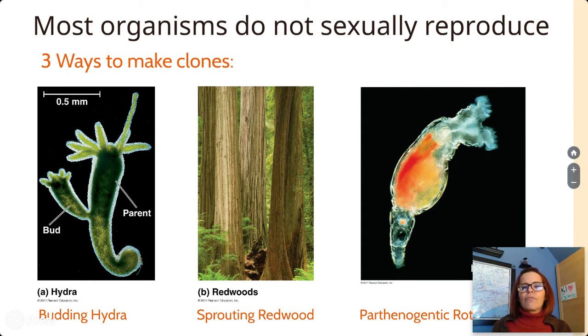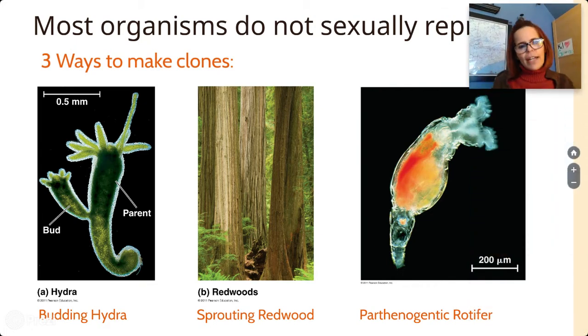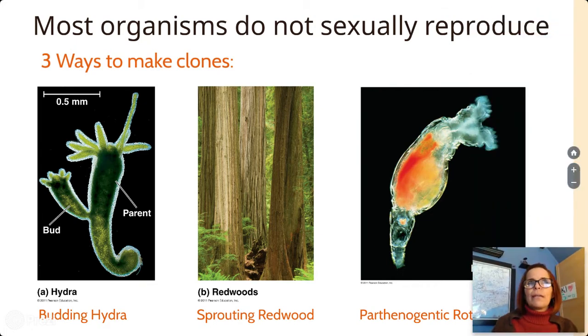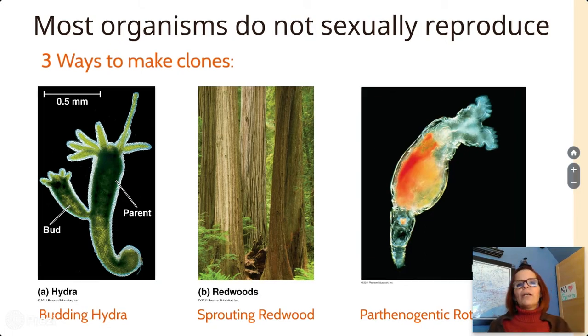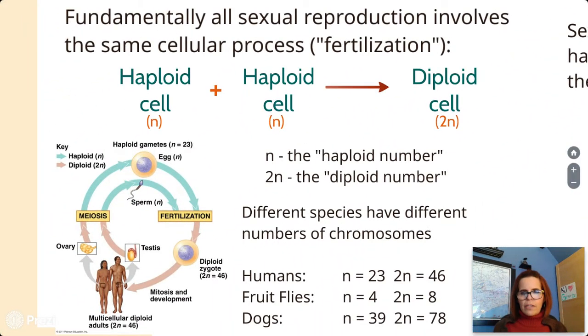Most organisms do not sexually reproduce. Bacteria just clone themselves. Hydra can just bud and produce a clone of themselves. Redwoods clone themselves by sprouting plants through their roots and growing a new tree. And then there's even something called parthenogenic reproduction, which is basically reproducing without a second partner. That one's a little bit more confusing. We don't need to talk about that one right now because that's not relevant to meiosis itself.